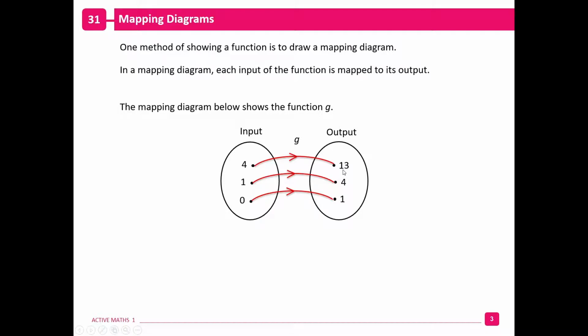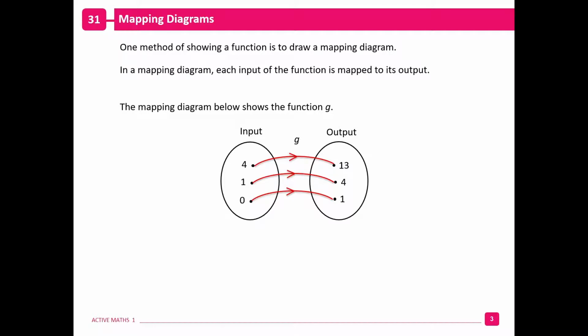So once the rule of that function has been applied, the number 4 results in the output 13, and 1 with 4 and 0 with 1. So just like with all maths, we would make sure that we would draw with a sharp pencil, that we would try and make things as neat as possible. Now you'll notice one more thing on our diagram, and that's that we've put the name of the function just above these arrows. And this would be a typical example of what a mapping diagram looks like, of how we can draw a function.